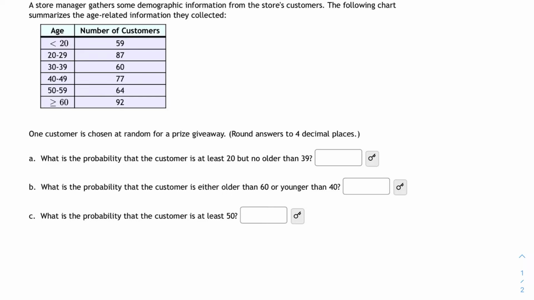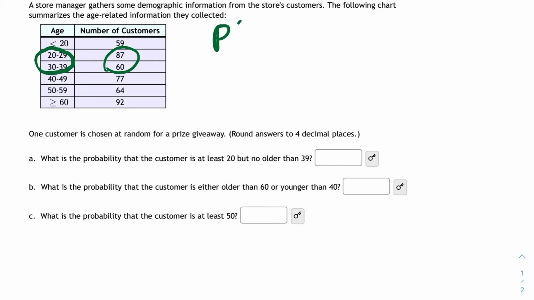So what is the probability that the customer is at least 20? So that's everybody who is 20 and over. That's pretty much everybody down here, but no older than 39. So that stops actually right there. I'm only looking for those 2 classes. And those 2 classes amount to 87 plus 60, 147.